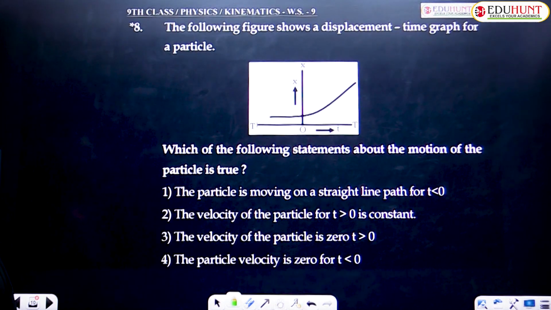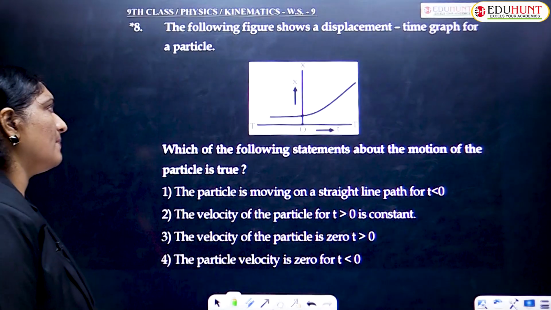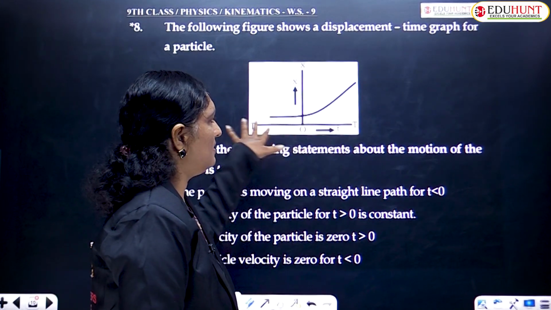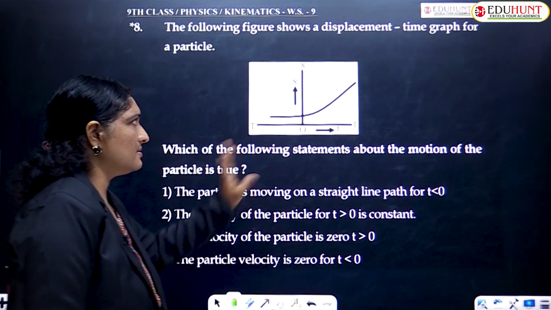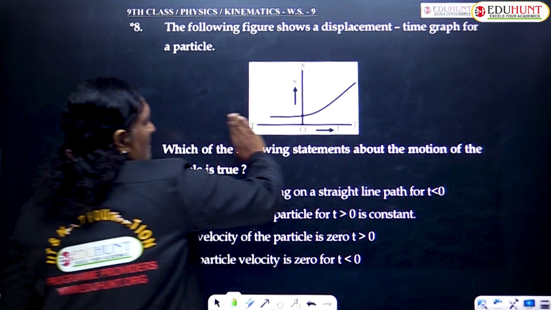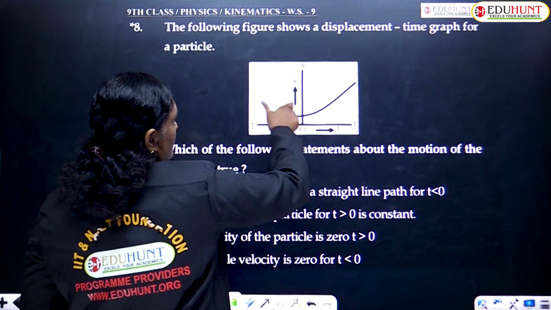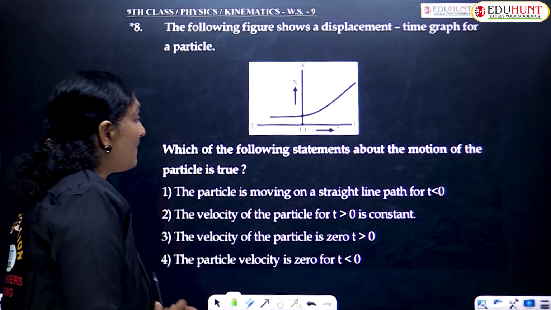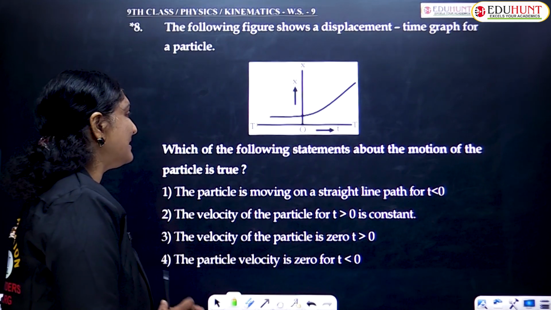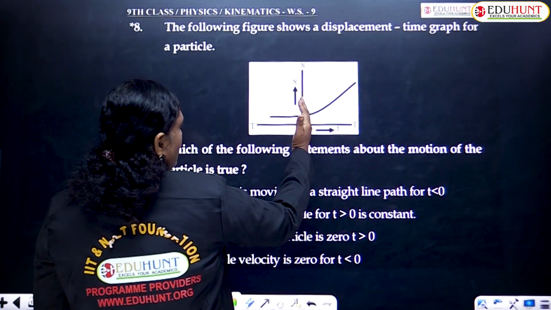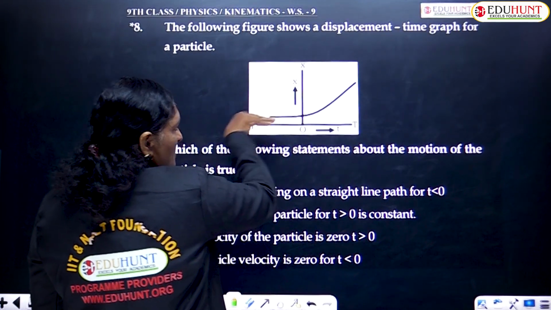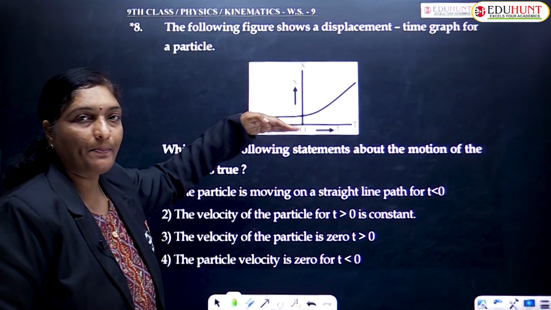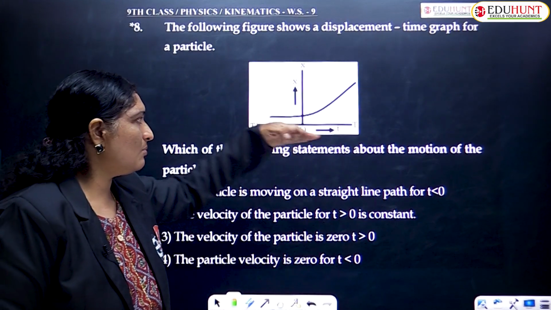Next question, children. The following figure shows a displacement-time graph for a particle. Here, the x-axis, y-axis and negative x-axis were given, something like that. Whatever it is, time passes on. This is a displacement-time graph for a particle. Which of the following statements about the motion of the particle is true? The particle is moving on a straight line path for t less than 0. Is it moving on a straight path? If a straight line is drawn parallel to the time axis, does it mean that it is moving in a straight line?